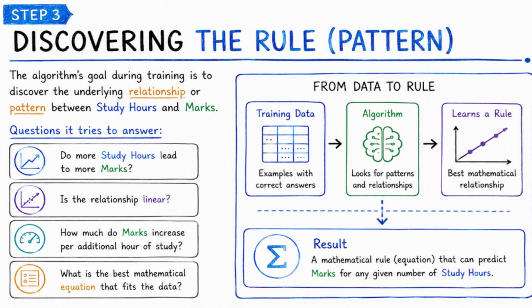The next step is discovering the rule or the pattern. It starts asking questions like, if study hours increase, do marks also increase? Is the relationship roughly a straight line? By how much do the marks increase for every extra hour of study? The algorithm keeps analyzing the examples until it finds the mathematical rule that best fits the data. Remember, at this stage, the algorithm is not memorizing the marks of each student. Instead, it is learning a general pattern that explains the relationship between study hours and the marks.